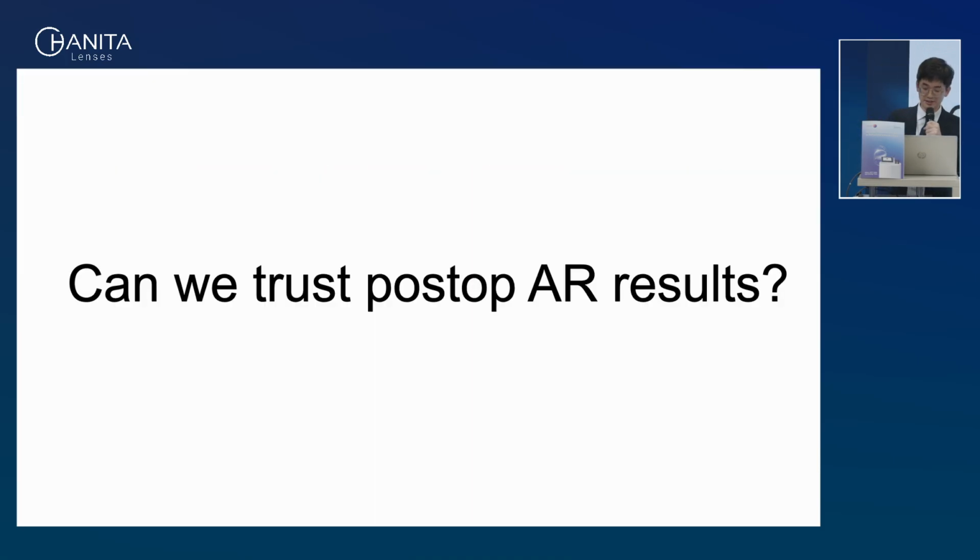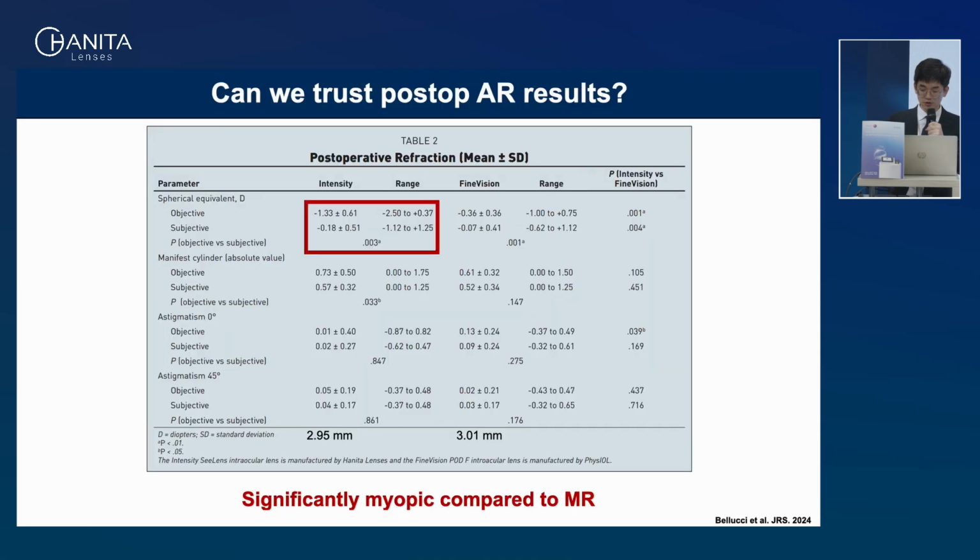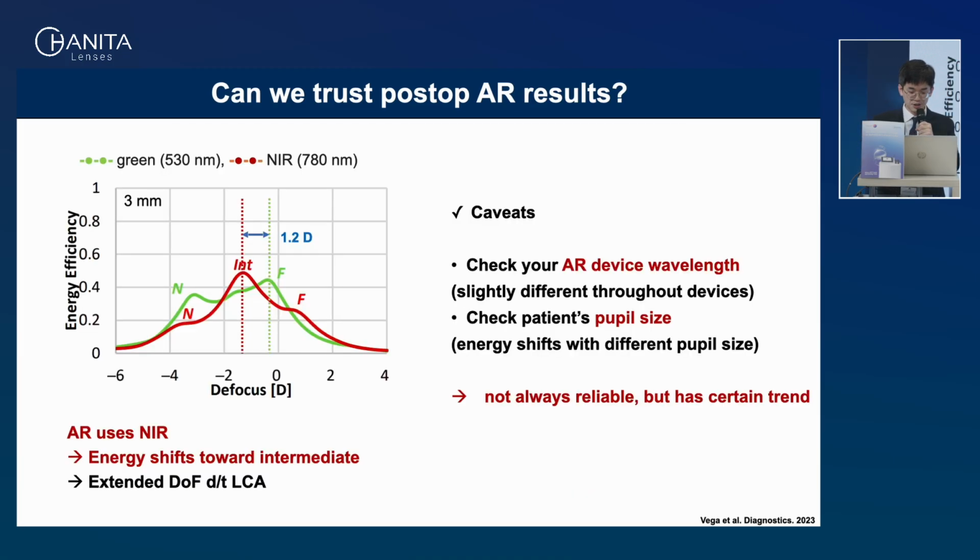Okay, so this is my last slide for today's presentation. Can we trust the post-op AR results with this IOL? There is one good previous paper showing that this IOL gives you a significant amount of myopic result with the AR, with this Intensity IOL, almost about 1.2 diopters compared to the MR result. Why is that? Because Intensity has a very unique sinusoidal design.